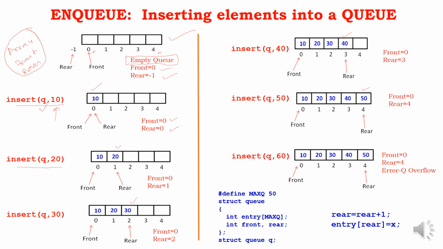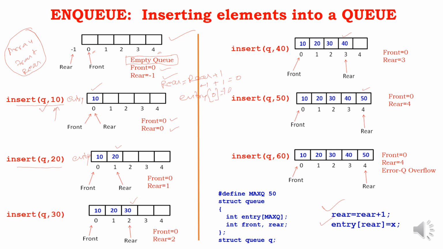During the insertion, what happens to front and rear? Initially, when the queue is empty, front is 0, rear is -1. When you insert an element, you do rear plus 1, and entry of rear is x, where the name of the array is entry. Initially front is 0, rear is -1. So we perform rear plus 1, that is -1 plus 1, which is 0. Then entry of 0 is 10. So 10 is placed at location 0.